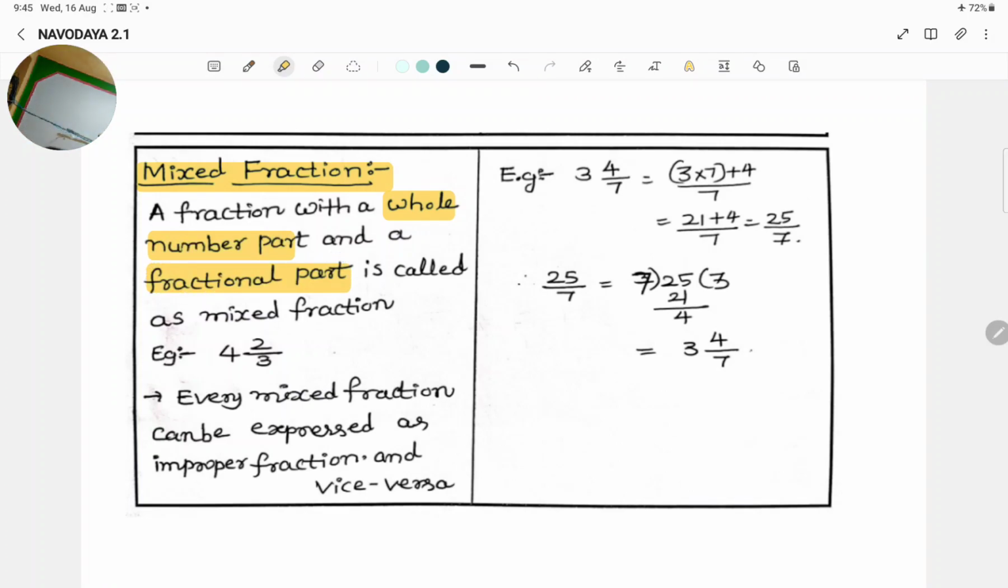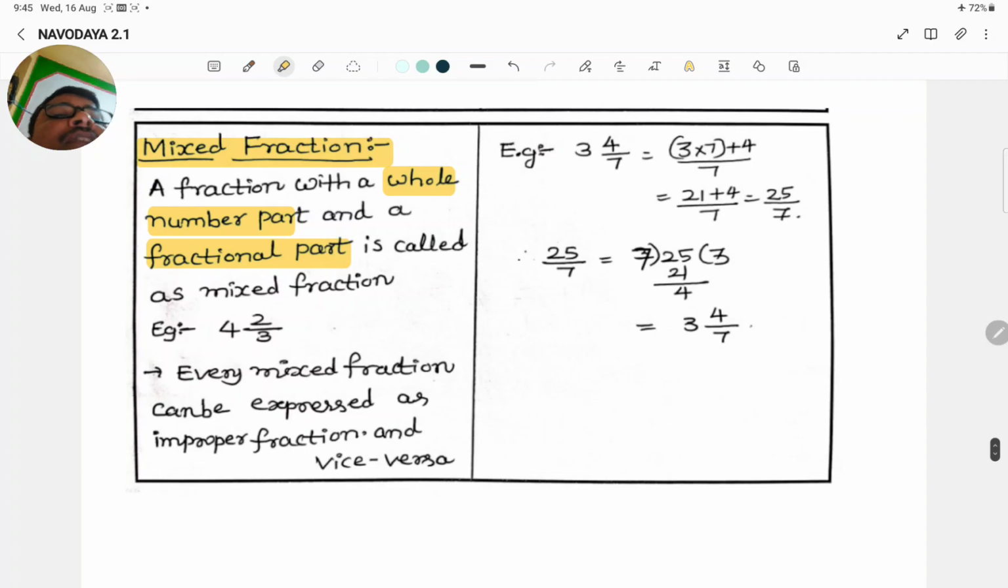See here, observe. A mixed fraction consists of two parts. One part is the whole number part, the second one is the fractional part. That type of fraction is called a mixed fraction. For example, 4 2/3. The 4 is the whole number part, 2 divided by 3 is the fractional part. So a mixed fraction consists of two parts. First one is the whole number part, second one is the fractional part.